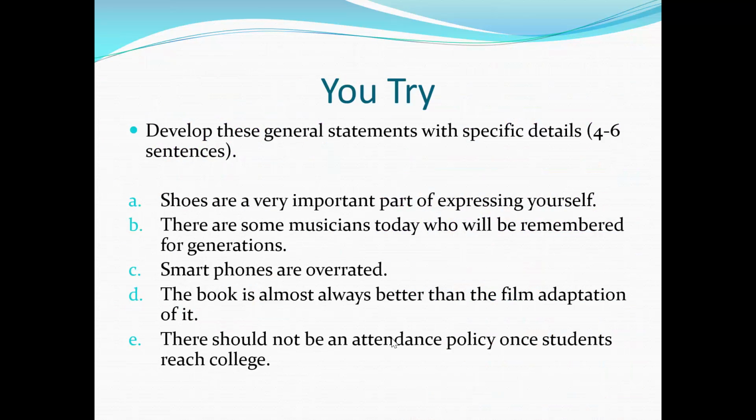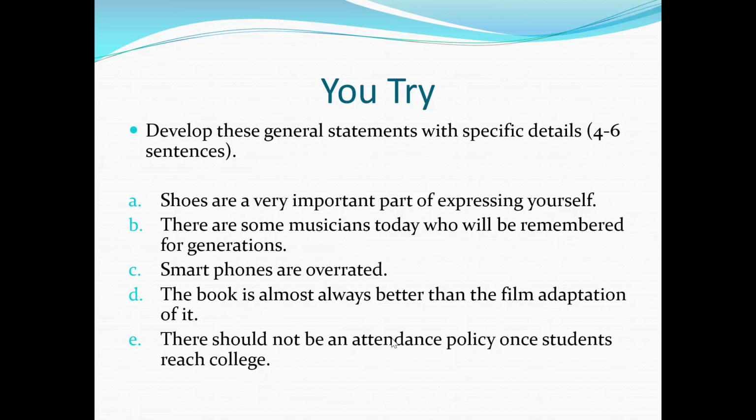So if you want to pause this now, it can be a fun activity and just enlightening to try to make general statements with specific details. So in class, what we do is, I have students pick one of these and try to develop them with specific details and still focus on that one idea.